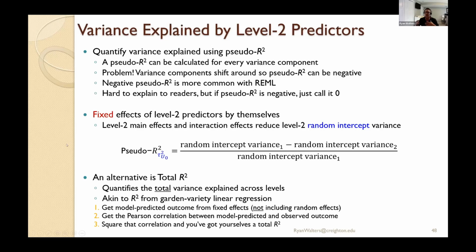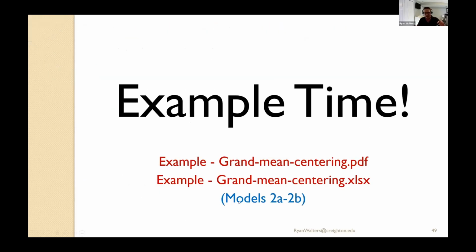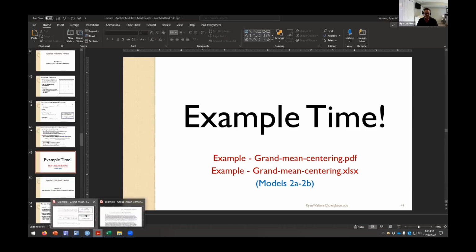Okay. So again, anytime we're adding fixed effects, statistical significance is going to be determined using p-values and whatever alpha threshold you're using. Effect size can be defined using pseudo R-square for specific variance components or total R-square for the total variance in the outcome. I'm going to calculate both here. All right, we're going to go back to the grand mean centering PDF and to the Excel spreadsheet, and we're going to look specifically at models 2A and 2B.